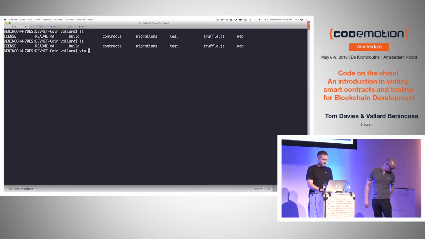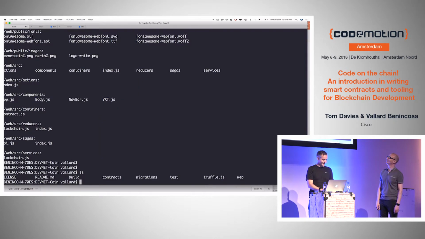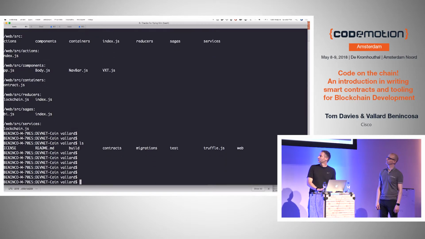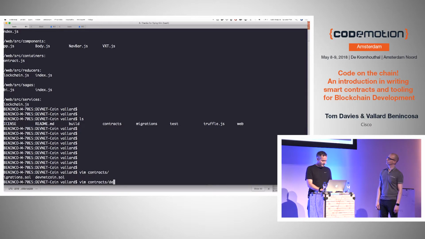Let me show you the basic outline of this environment. There's the contracts folder, where you actually write your contracts. There's migrations, which have the scripts that deploy your contract to your different networks. There's the test folder, where you would put your testing, your assertions, to make sure that the contract works the way you think it should work. And then there's this Truffle.js file. Let me first show you the contract that we wrote. This is called DevNet coin.